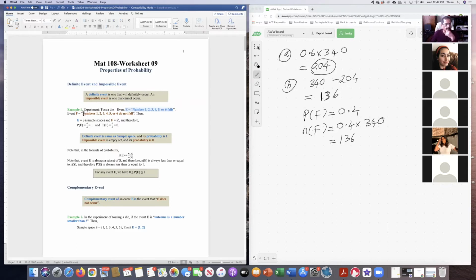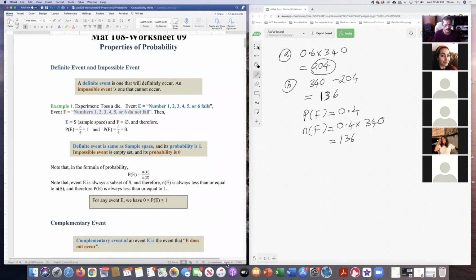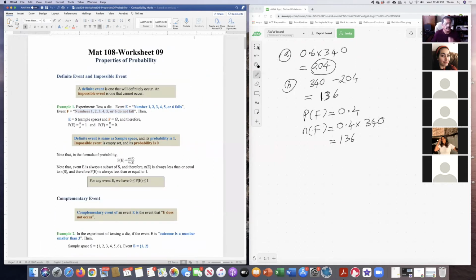And if I say another event, F, is that the numbers 1, 2, 3, 4, 5, 6 do not fall, the outcome is not going to be one of these numbers. Then that event cannot happen. So that is an impossible event. If I calculate the probability of the event E, as you can see, E has 6 elements, which are the same as the elements in the sample space. So the probability of that event is 6 over 6, which is 1. So the probability of a definite event is 1.